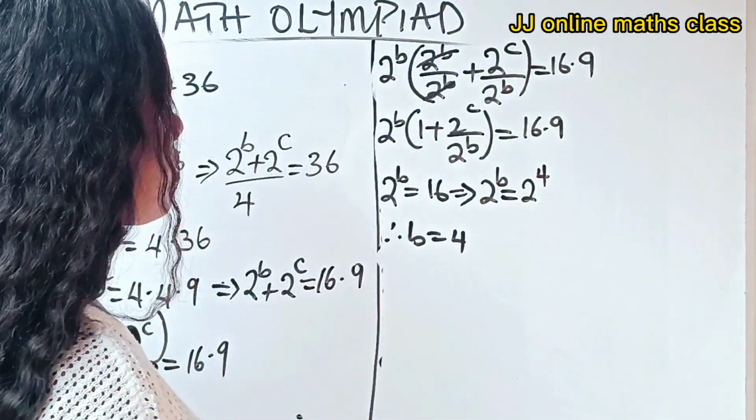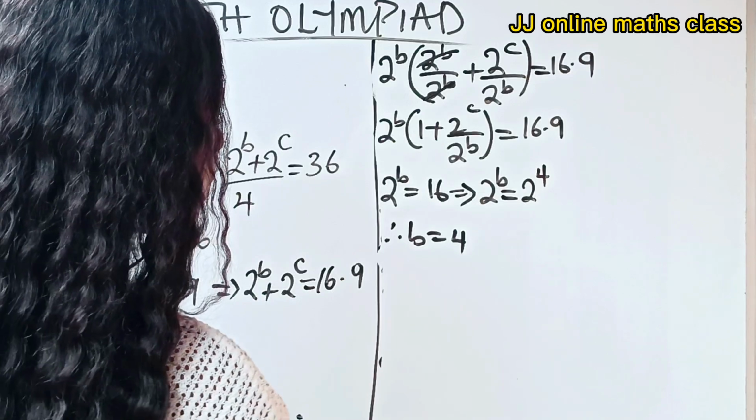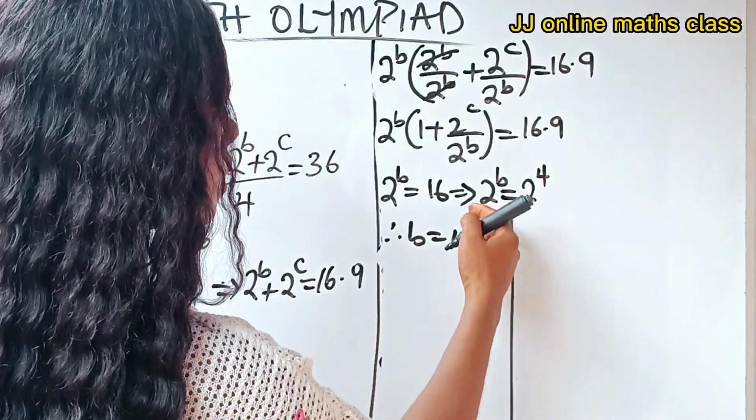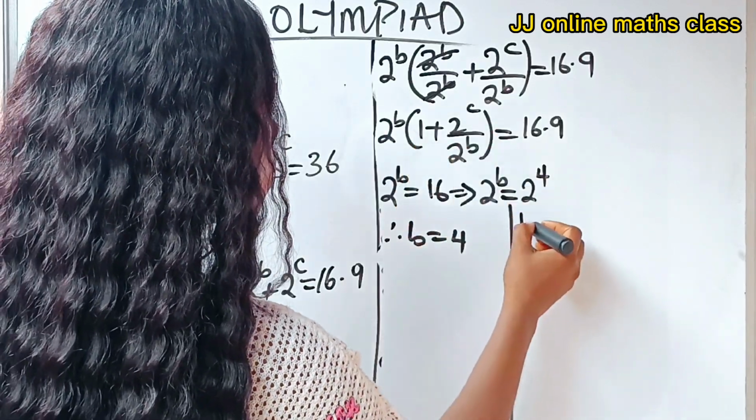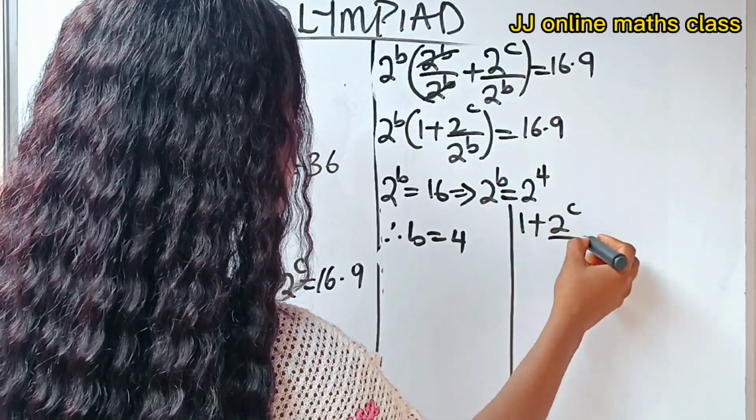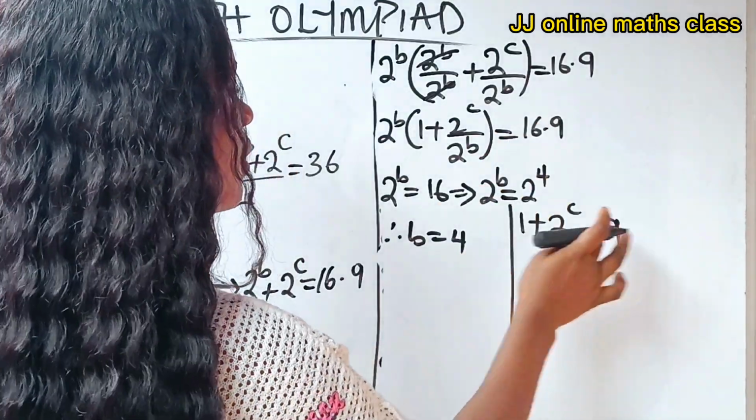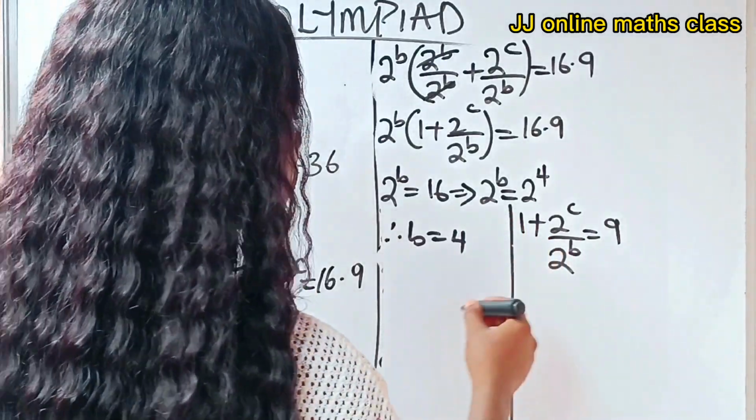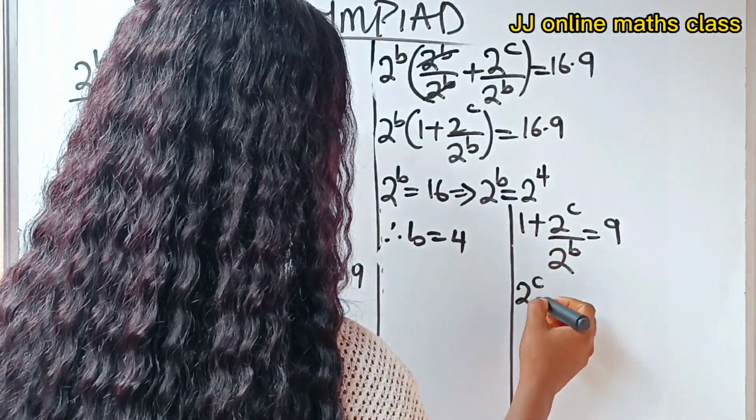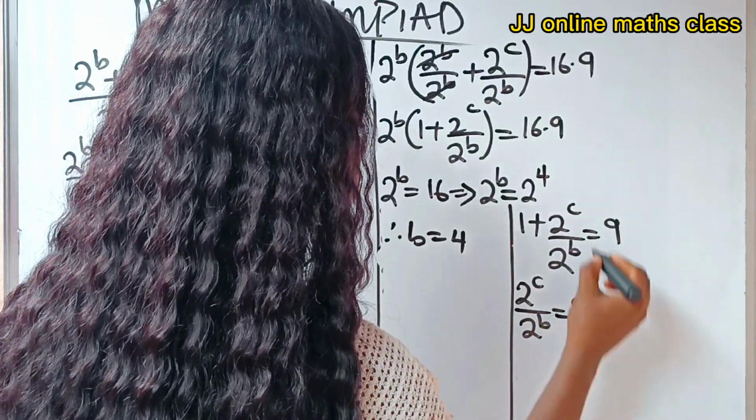All right, so at this point, let's solve the odd side. For the odd side, we will have that 1 plus 2 to the power of c over 2 to the power of b is equal to 9. Now we are going to subtract 1 from both sides of the equation. And when we do that, we are going to have 2 to the power of c over 2 to the power of b is equal to 9 minus 1, which is 8.